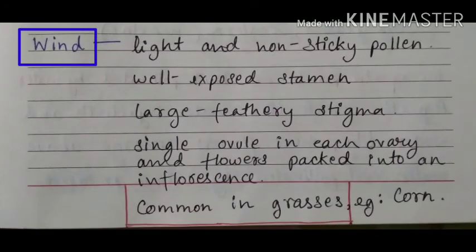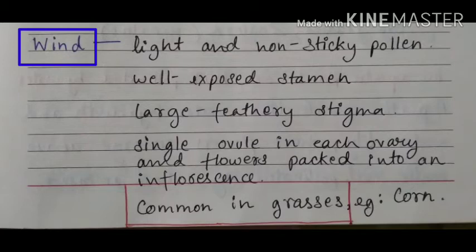Let's have a look at the characteristics of the wind-pollinated flowers. They have light and non-sticky pollen, well-exposed stamen, large and feathery stigma. They produce single ovule in each ovary and flowers packed into an inflorescence. This is an important point from entrance point of view that the wind-pollinated flowers produce single ovule in each ovary. The light and non-sticky pollen grains can be easily carried by the wind.